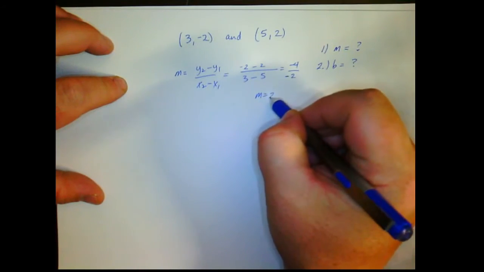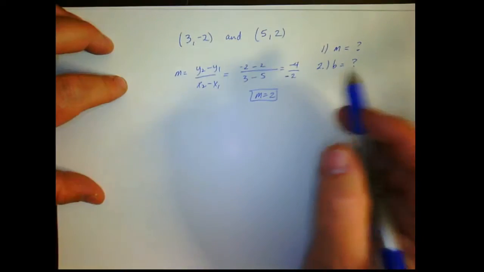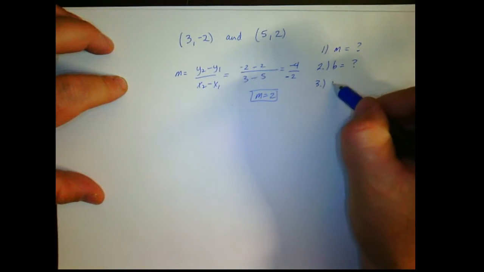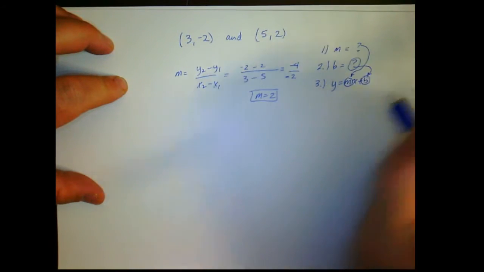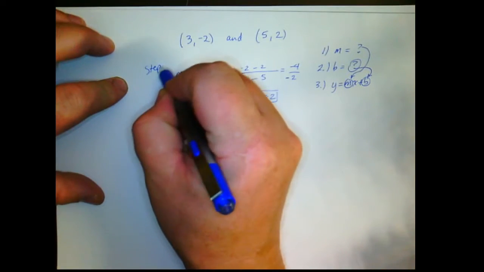That reduces to 2. Make sure you reduce. If you don't reduce, then you're going to have a whole bunch of trouble coming up. So I know that that's true. m equals 2. After we get done with the whole thing, we're going to make sure we write our answer where we replace whatever number we found there and whatever number we found there. Okay, so there's step 1. Just find the slope. You guys know how to do that.